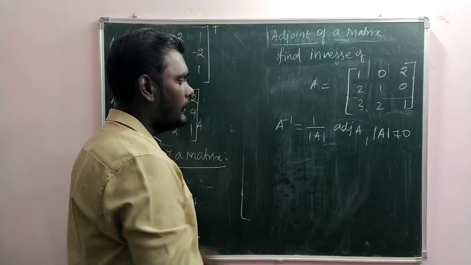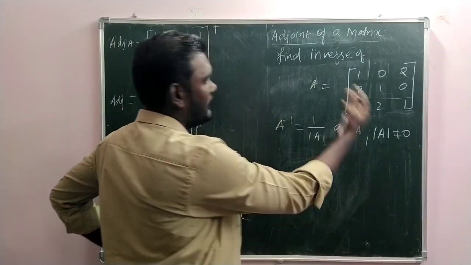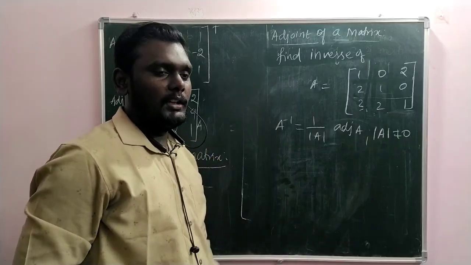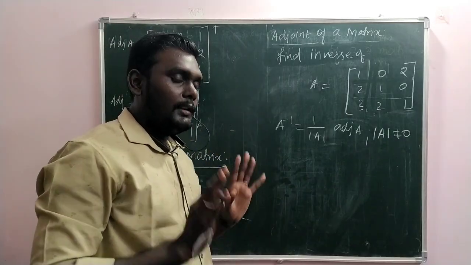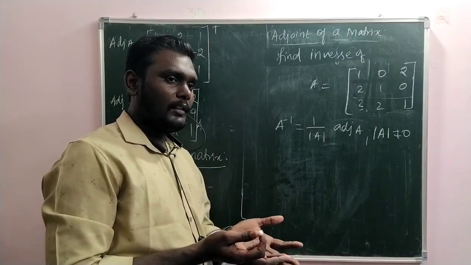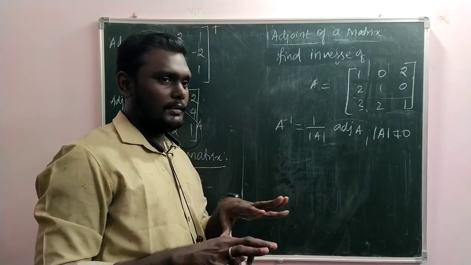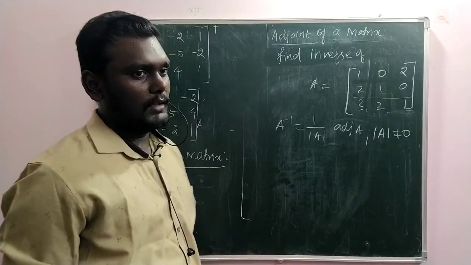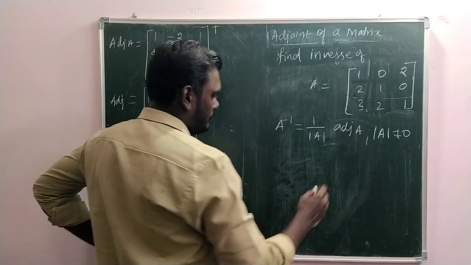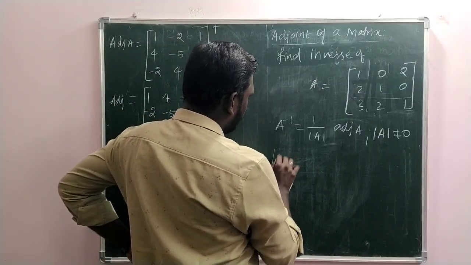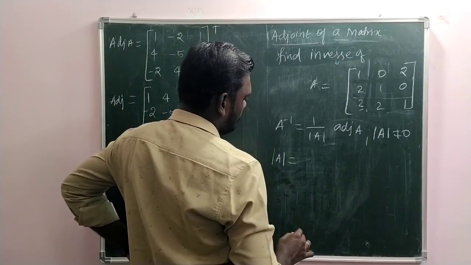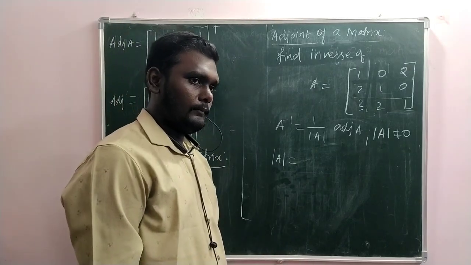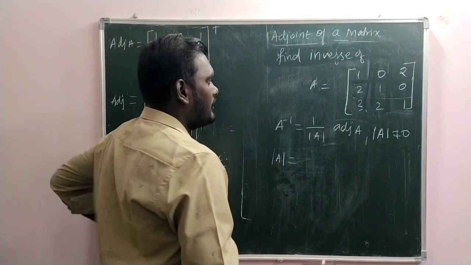Whenever we start to find the inverse, first we should check whether the determinant becomes 0 or not. Suppose the determinant becomes 0, we'll close it with the note that the inverse does not exist. Suppose the inverse exists, we'll find it out. Determinant is a scalar, that is a number. Determinant of A we should find.